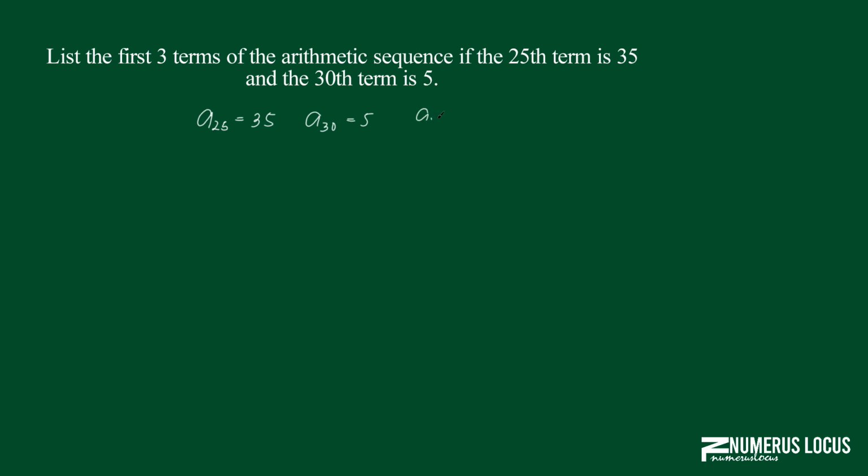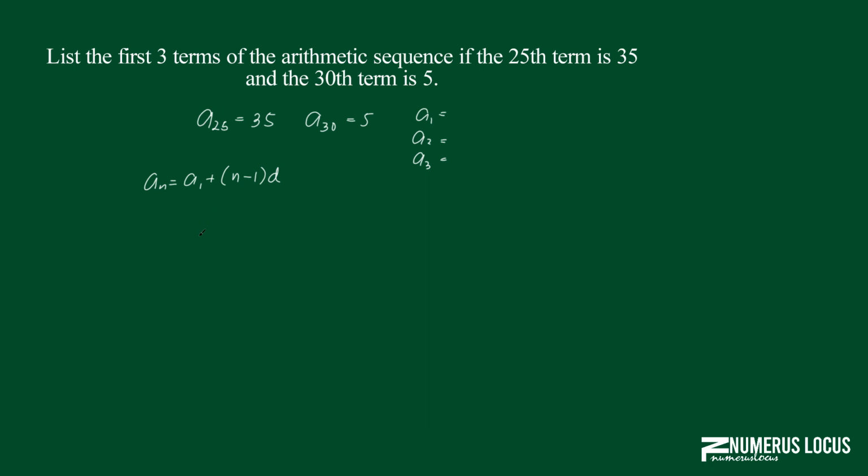We are looking for the first three terms. So we're looking for a sub 1, what is a sub 1, a sub 2 and a sub 3. Since we are dealing with an arithmetic sequence, we are going to use a of n equals the first term plus the quantity n minus 1 times the common difference.